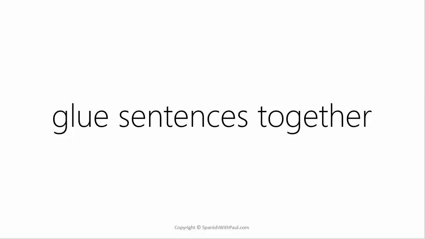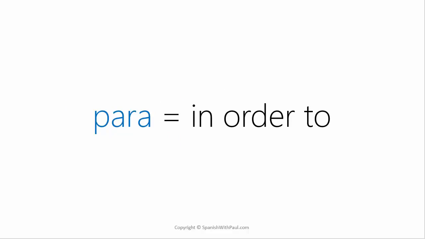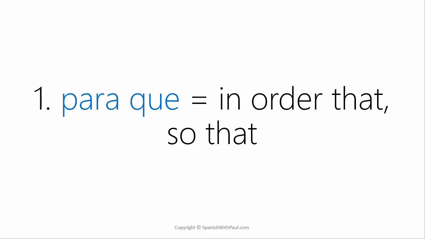The first example is para que. Now, this means in order that or so that. We're already very used to using para, meaning in order to. But there are also speaking situations and contexts where you'll need to use in order that or so that, in which case you'll extend it from para into para que. Now, as soon as you do that, you will trigger the subjunctive.